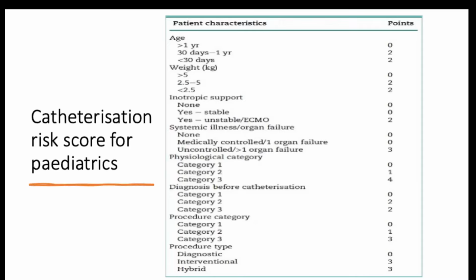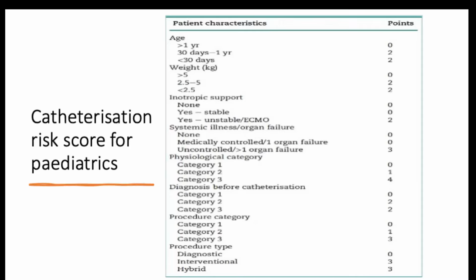Weight, again: more than 5, 2.5 to 5, less than 2.5. Inotropic support: yes, no, unstable or stable. Systemic illness or organ failure: yes, no. And if it is yes, is it uncontrolled or controlled? Their category, 1, 2, or 3, that is their shock status, cardiovascular hemodynamic status category. Their diagnosis before cath, as I said, is it simple, moderate, or complex?